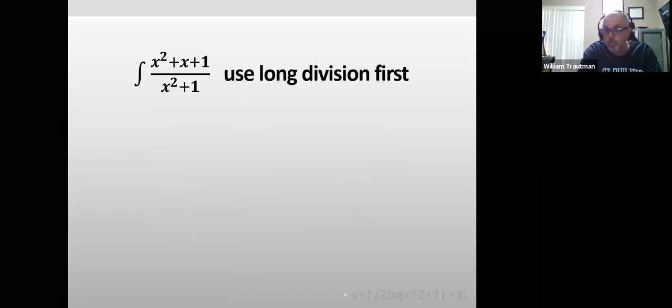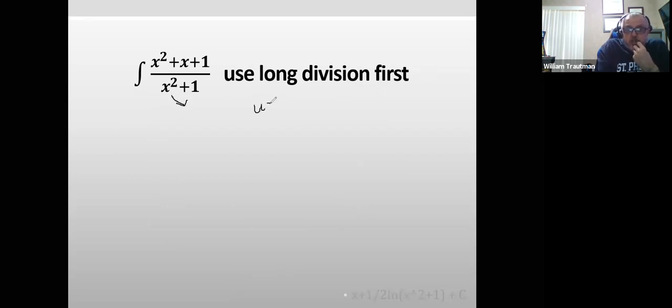All right, so I give you a clue on this one. It says use long division. Now, the reason why you're going to use long division, look, the powers are the same. If you made the bottom u, x squared plus 1, du is 2x. There's no 2x, and x squared is on top. You can't change this to du anyway. Do you see? There's no way of doing it. So this is a fraction. Let's use long division and divide it.